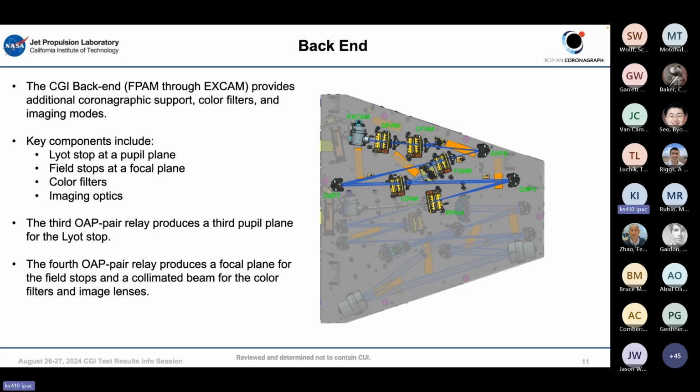Also in the back end, after producing an exit pupil just after OAP8, the collimated beam goes through the color filter alignment mechanisms, and then the direct imaging and polarization alignment mechanism that holds all the optics for the variety of imaging modes, and then the beam proceeds to the XCAM, or the exoplanet imaging camera.